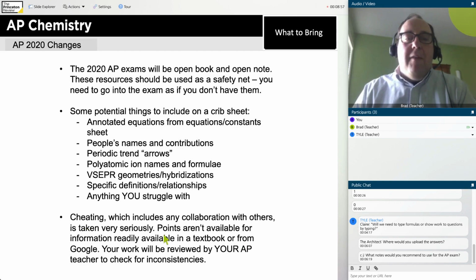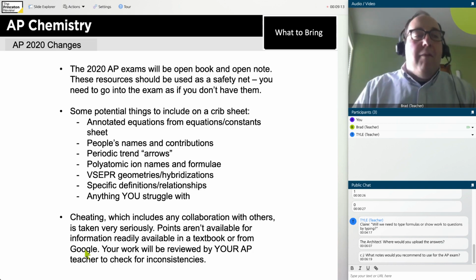The second sentence here, right? Points aren't going to be available for information that you can just get in your textbook or from Google. If you need a molecular weight for the AP exam, you can just Google a compound's molecular weight, and it's probably going to deliver it to you in a special box up top. They're not going to give any points. My guess, at least, is they're not going to give any points for Googling something like that.